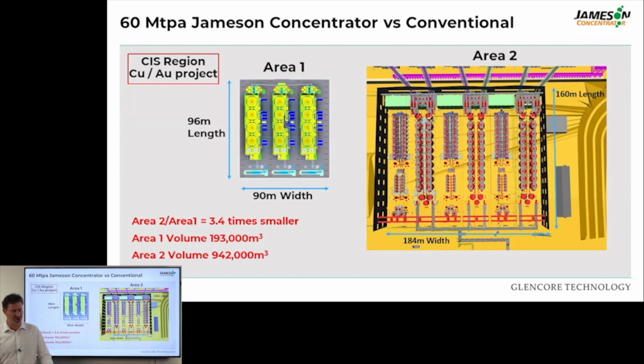Now, this is another project we're still bidding on. It's a major copper project in the CIS region, 60 million tons per annum throughput. So our offer is, you can see on the left side, again the footprint, compared to the right side of a conventional circuit. So the differences are quite significant.